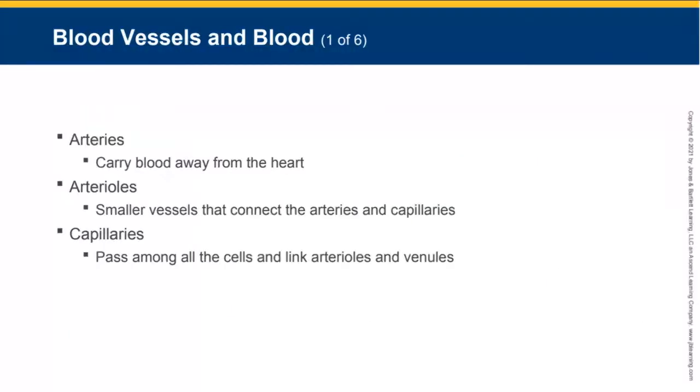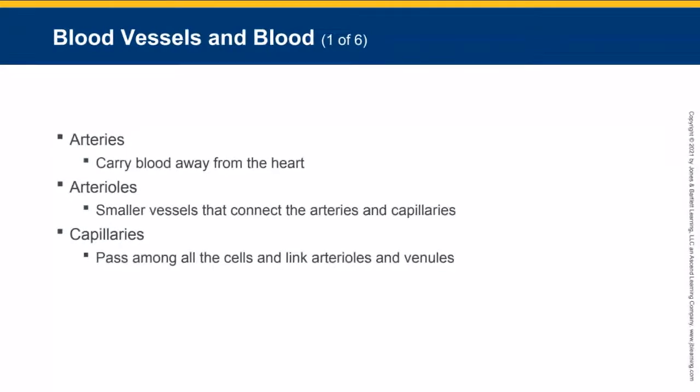Now let's look at the blood vessels and the blood. Arteries carry blood away from the heart. A is for away. Arterioles are the smallest arteries in the body. The aorta is the largest. Arterioles are smaller vessels that connect the arteries and capillaries. Capillaries pass among all cells and link to arterioles and venules.